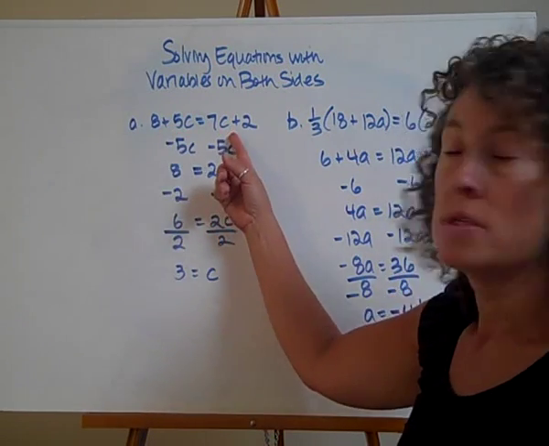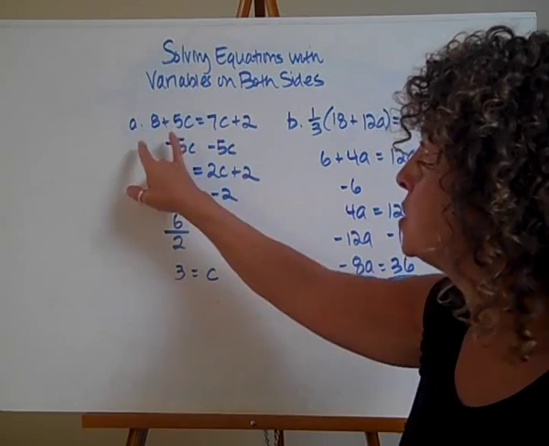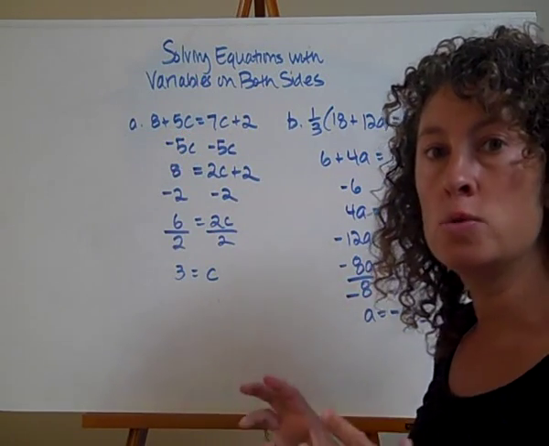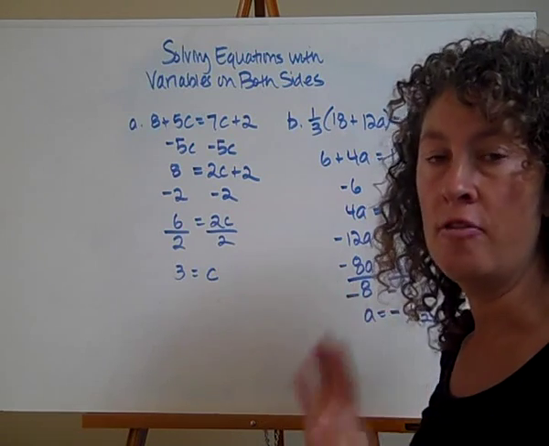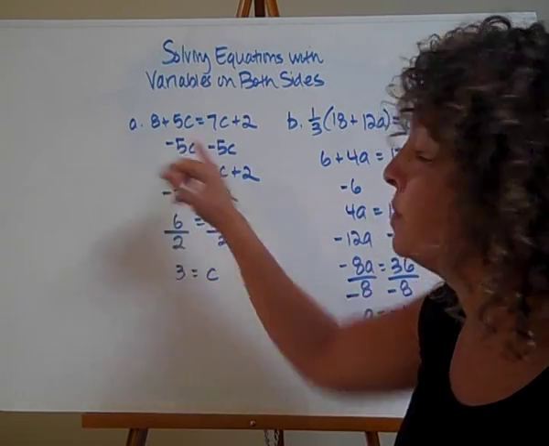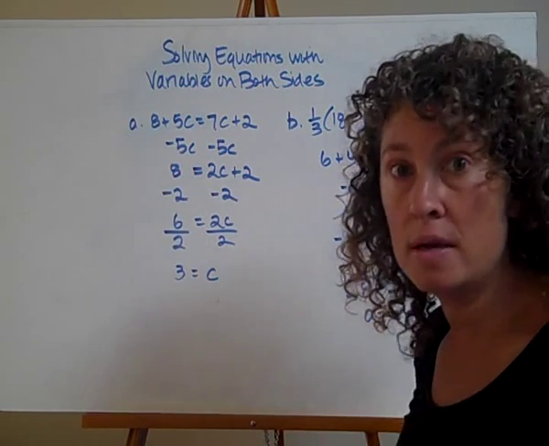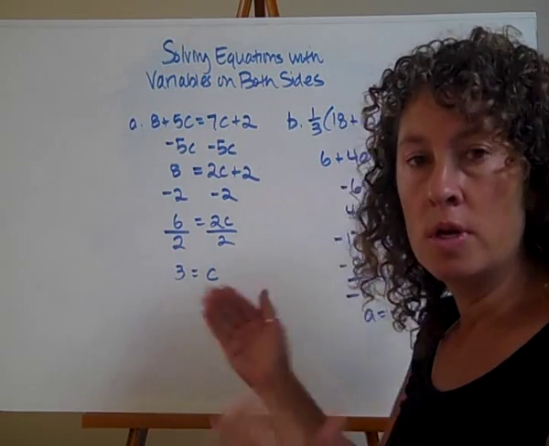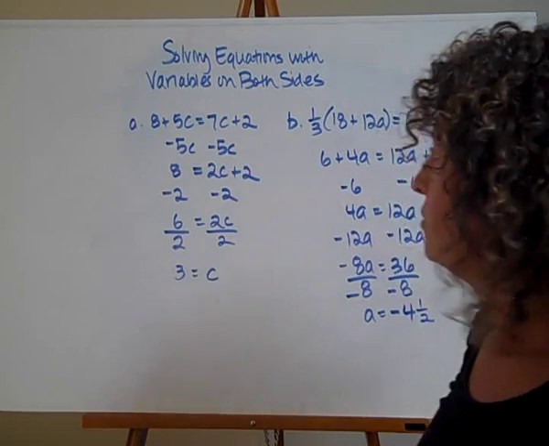That's always our goal, to get the variable by itself. 8 plus 5c equals 7c plus 2. So notice we have c on the left and c on the right. So our goal is really to take a look at getting every term that has the variable in it on one side and every term that is a constant on the opposite side, because then we can divide from there and kind of finish it off.